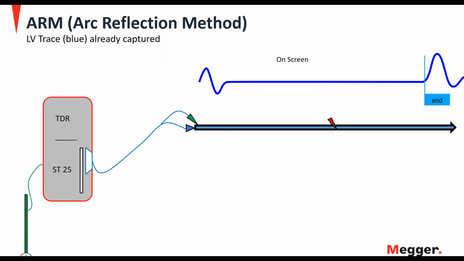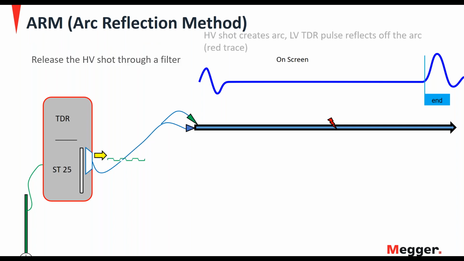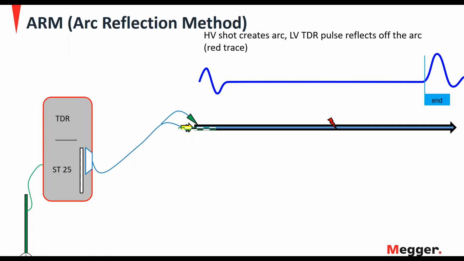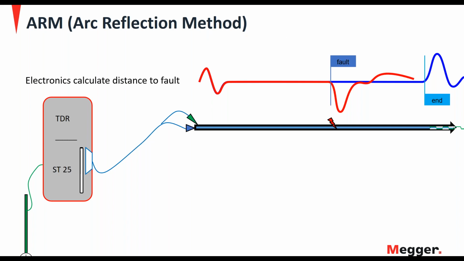So here's how it works. Again, we have our Smart Thump 25 connected to the cable. On the screen, we're seeing that blue reference trace where we have a distance to the far end. We charge up the capacitor to the selected voltage level. We release a single shot. That high voltage goes down the cable and creates an arc, and right behind it, the radar comes and reflects off of that electrical short. And you can see that now with the red trace. The red trace is mirroring the blue trace, and at some point, the red trace V's down, and that's the fault location. And the electronics will calculate the distance to the fault for us.